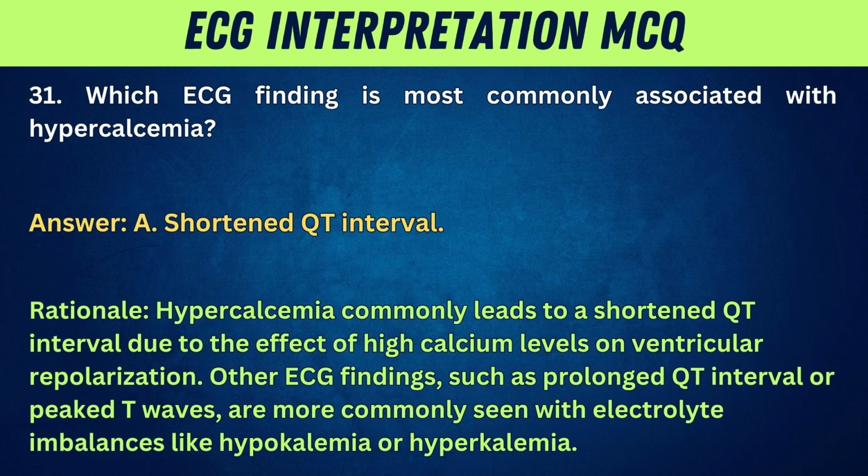Shortened QT interval. Rationale: hypercalcemia commonly leads to a shortened QT interval due to the effect of high calcium levels on ventricular repolarization. Other ECG findings, such as prolonged QT interval or peaked T waves, are more commonly seen with electrolyte imbalances like hypokalemia or hyperkalemia.